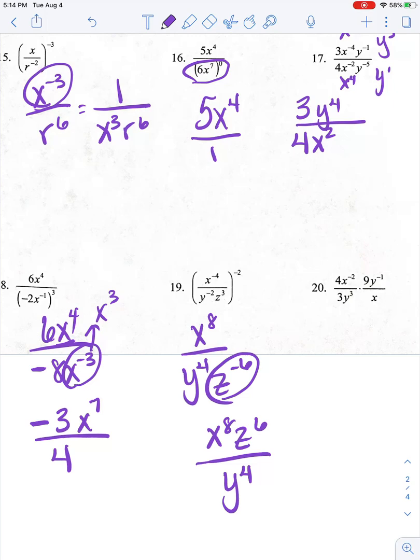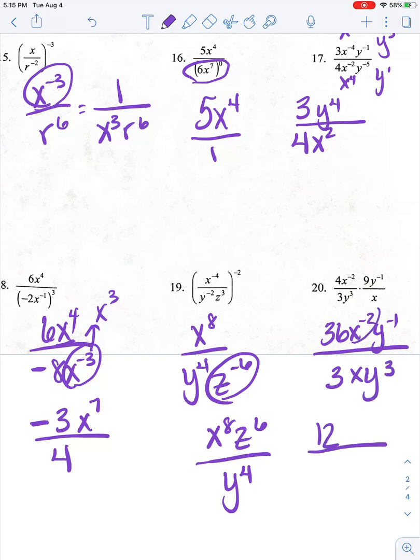This one, I'm going to go ahead and multiply straight across. So that's going to give me 36x to the negative 2 y to the negative 1 over 3x y cubed. Then I'm going to reduce. That's going to give me a 12 on the top. This guy's moving down. That's going to make it x cubed. And this guy's moving down. That's going to make him y to the 4th.